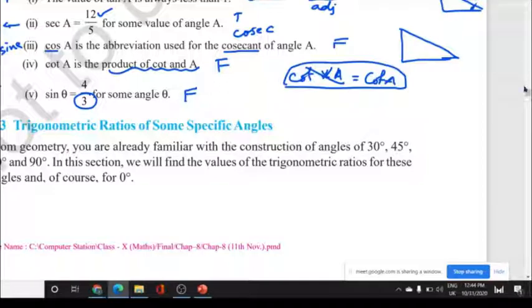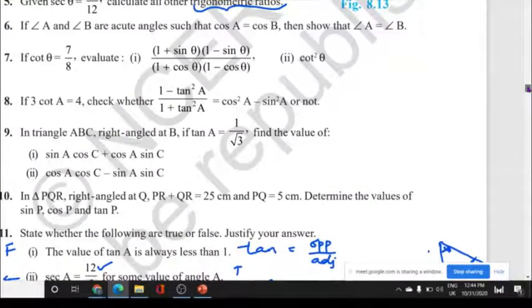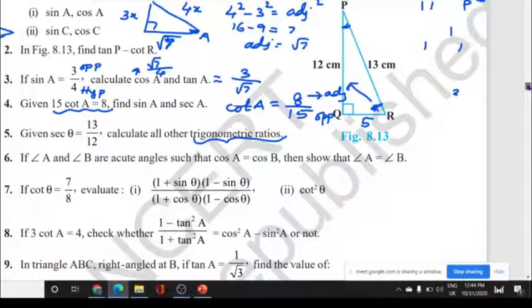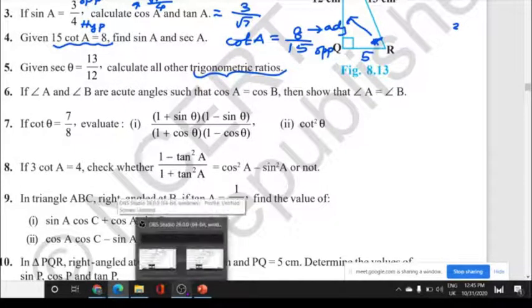Have you understood these things? Yes, ma'am. The remaining questions you can try on your own, because these are all easy ones. Like I told you, cot theta is equal to 7 by 8. In a similar way, it is adjacent by opposite. So the adjacent side is 7, the opposite side is 8. Then you can find all other values and calculate. But these things I'll discuss with you later. So try doing all these things on your own. Will you do it?